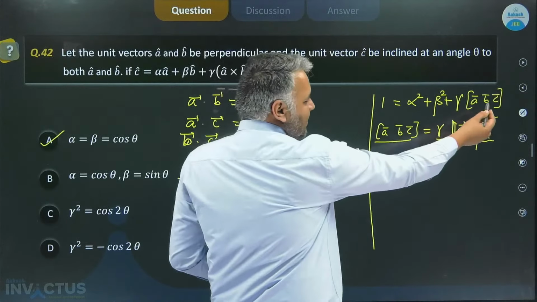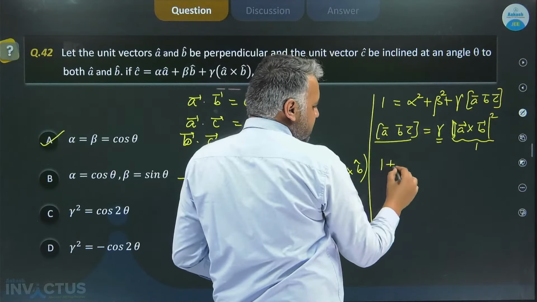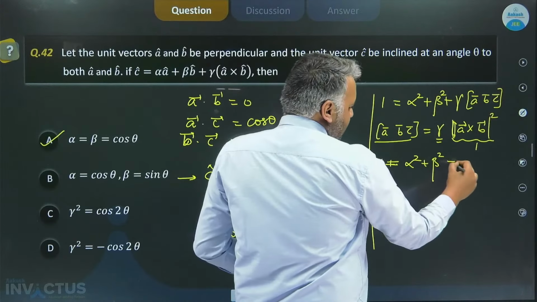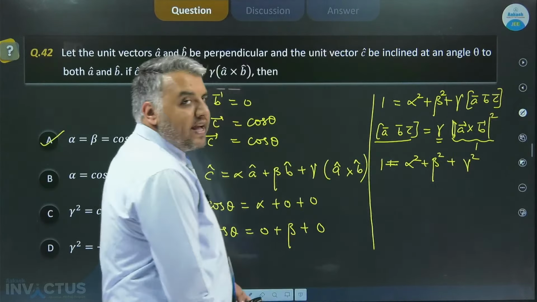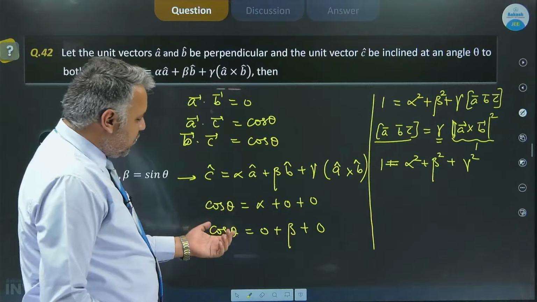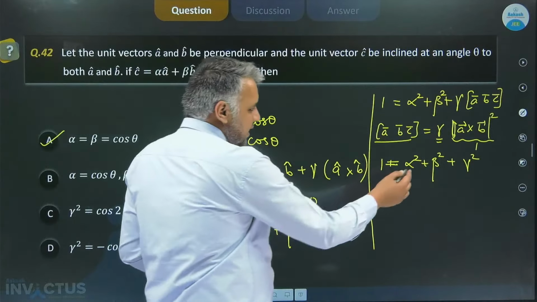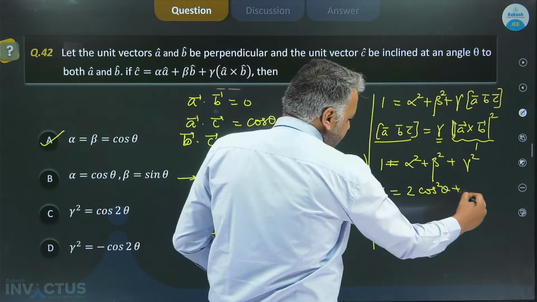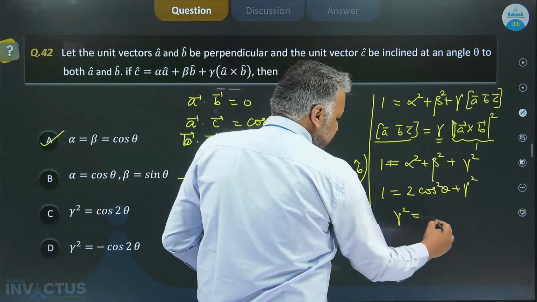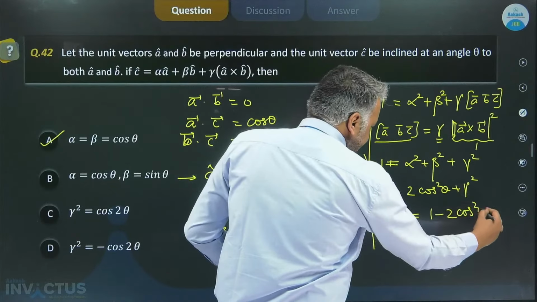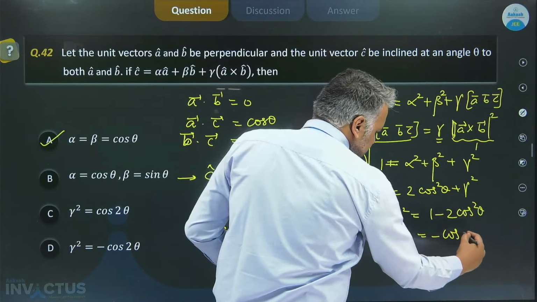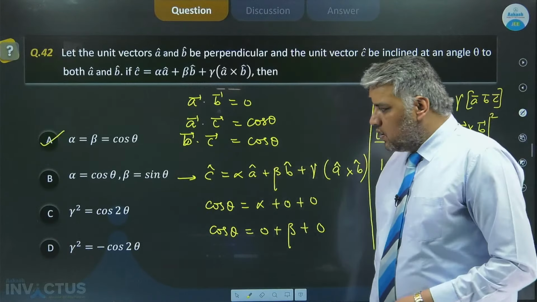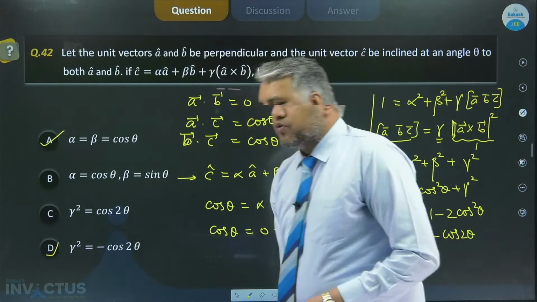So if we replace this scalar triple product here, we'll get 1 is equal to alpha square plus beta square plus gamma square. We can comment this. Now alpha and beta both are cos theta. So if we replace alpha and beta with cos theta, 1 is equal to 2 cos square theta plus gamma square, or you can say gamma square is nothing but 1 minus 2 cos square theta, which is minus cos 2 theta. Now looking at the options, D is the correct option.